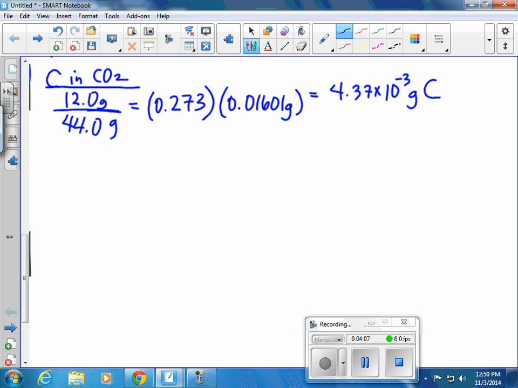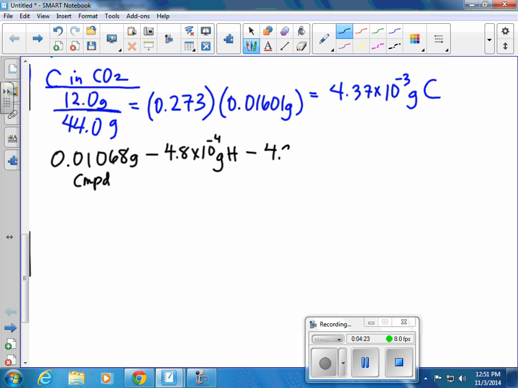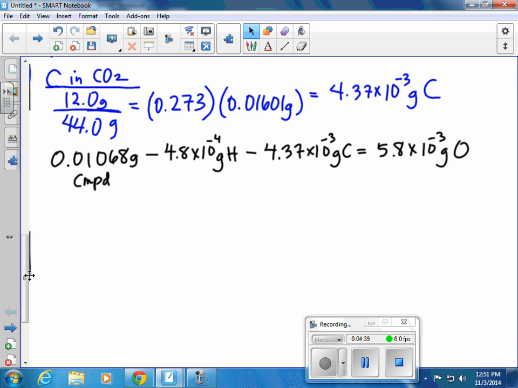All right, so I know that I have 0.01068 grams in my compound, so that's what I started with. I'm going to subtract the 4.8 times 10 to the negative 4th grams of hydrogen, subtract 4.37 times 10 to the negative 3rd grams of carbon, and that's going to give me 5.8 times 10 to the negative 3rd grams of oxygen. Now I'm at my starting point that I'm just doing a regular empirical formula problem.